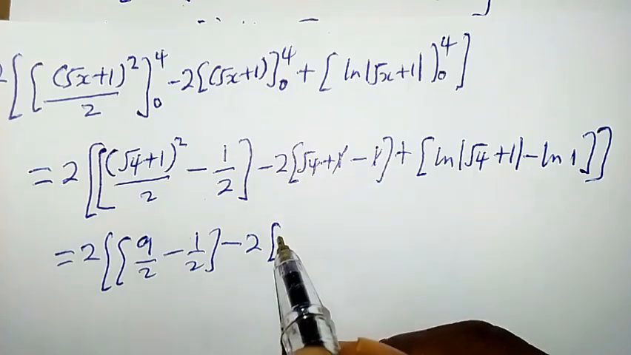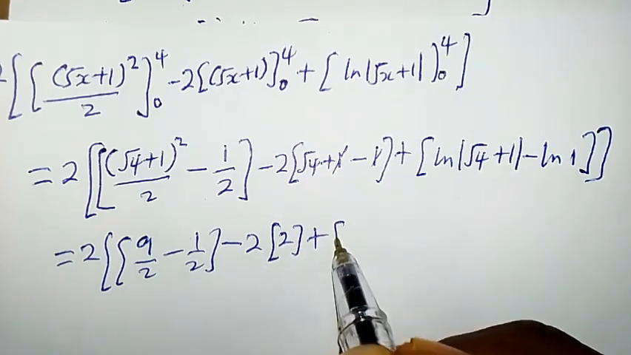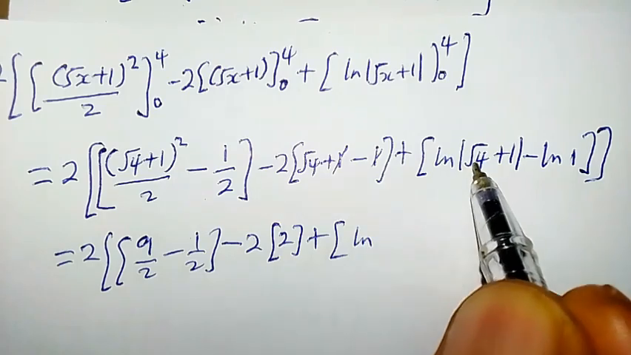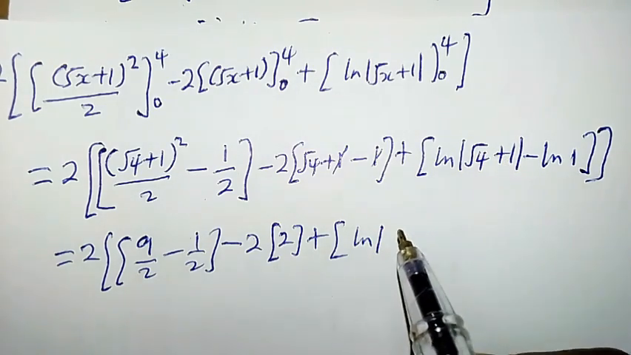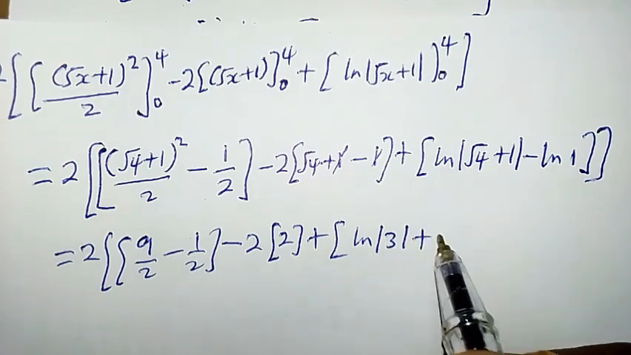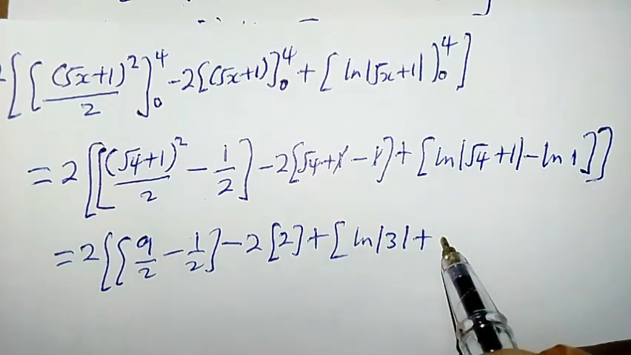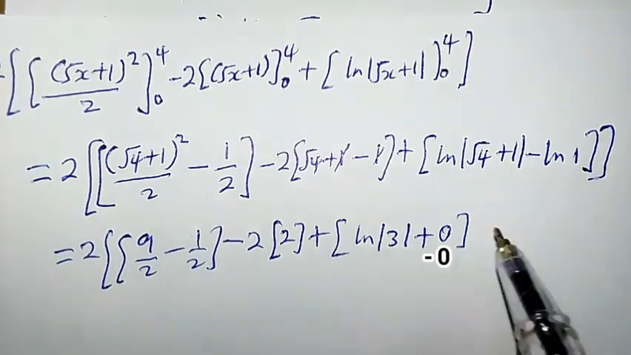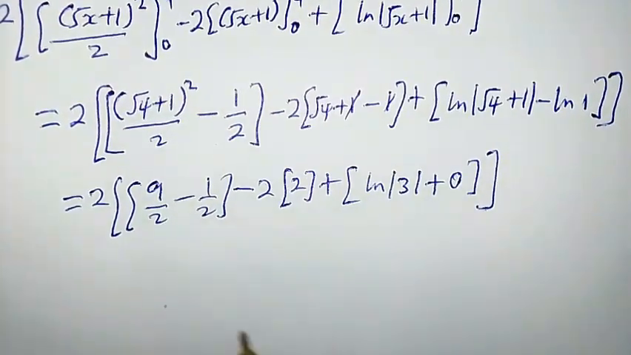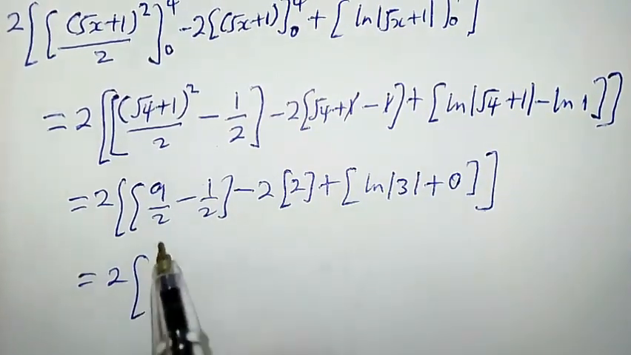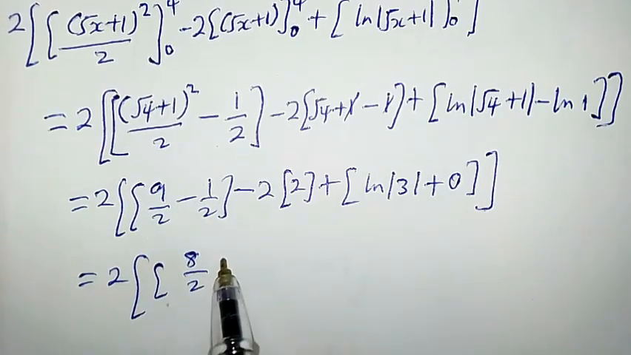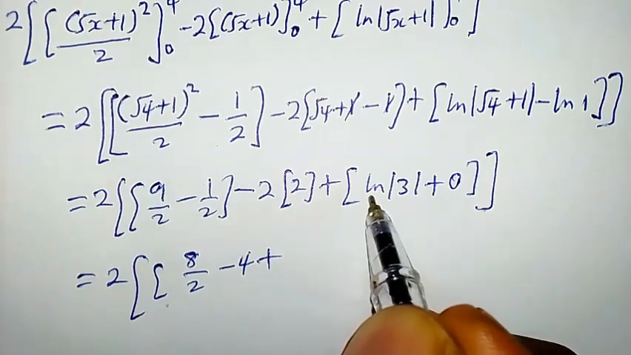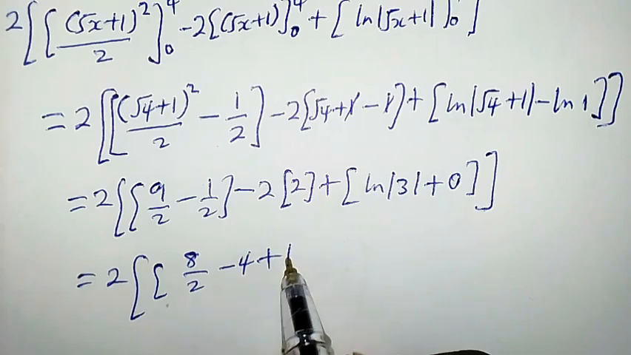Square root of 4, that is 2. So we have 2 here. Plus ln of absolute value of square root of 4, that is 2. 2 plus 1, so we have 3. Plus ln of 1, that is simply 0. So all of this becomes 0. Close the bracket. Let's proceed further. This is equal to 2 into 9 minus 1, that is 8 over 2. Minus 2 times 2, that is minus 4. Plus ln of absolute value of 3 is the same thing as ln 3.